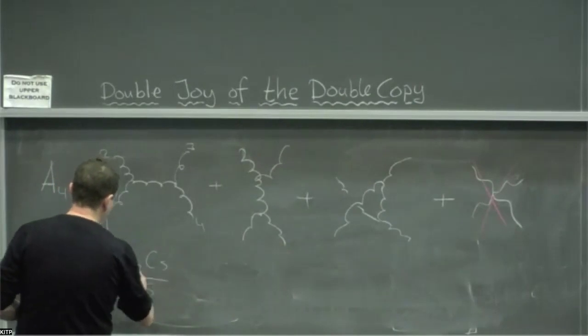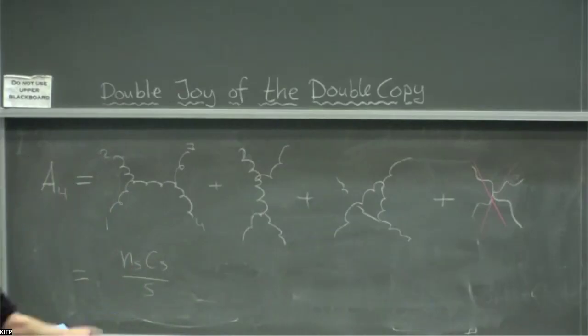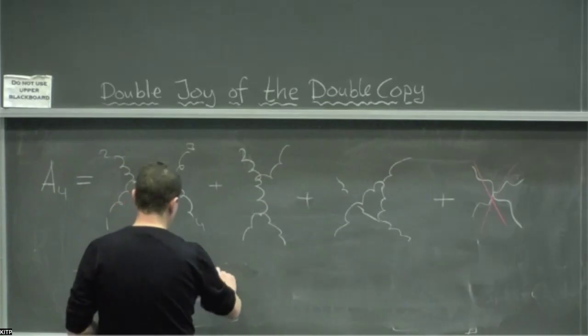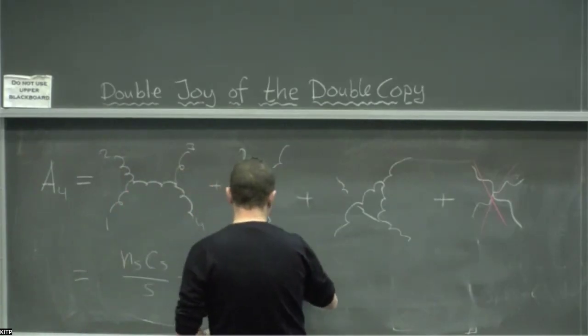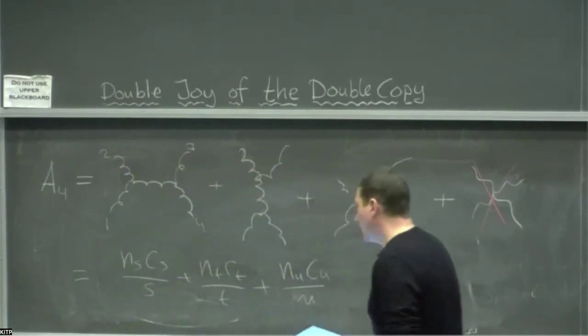So that's an S-channel diagram. It has some color factor. I'm just going to call it CS. And it has some kinematic numerator, which I'm going to call n. Then likewise in the T channel, and likewise in the U channel. Okay?